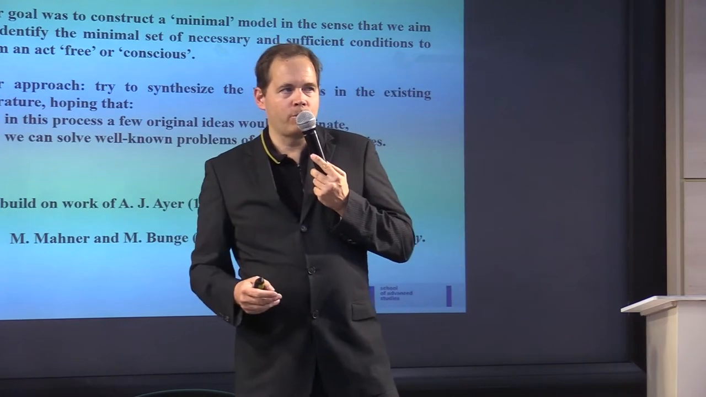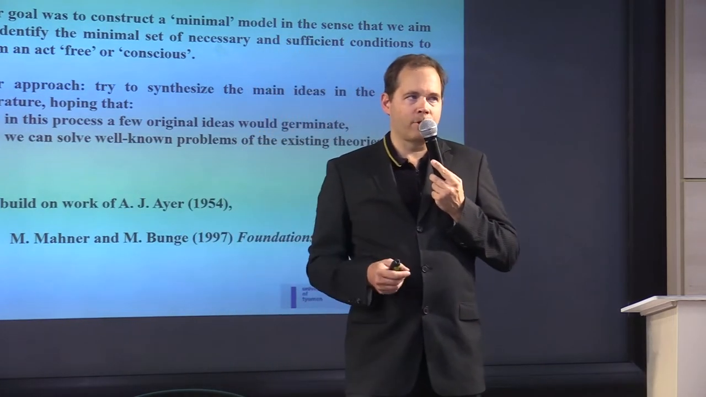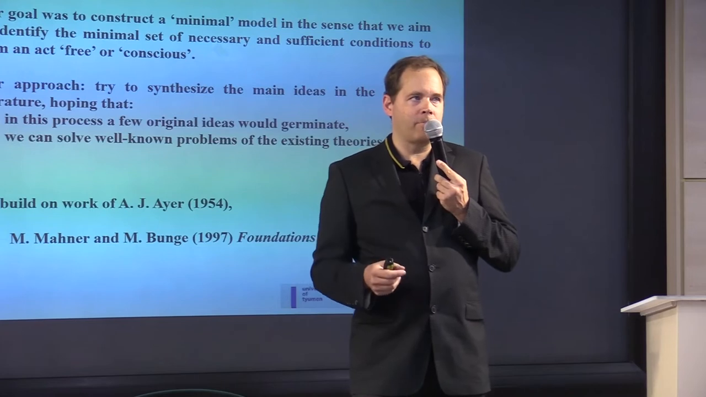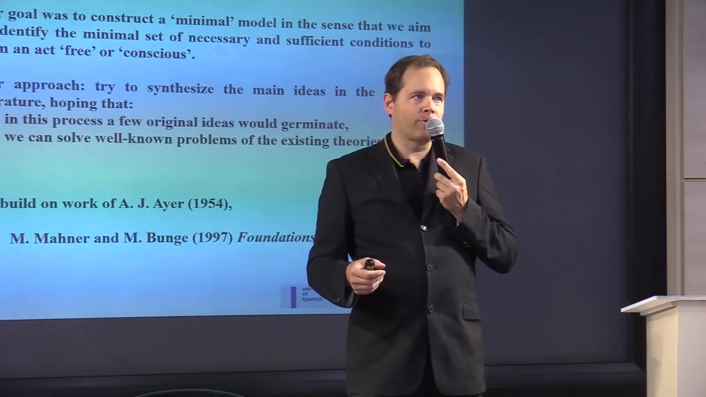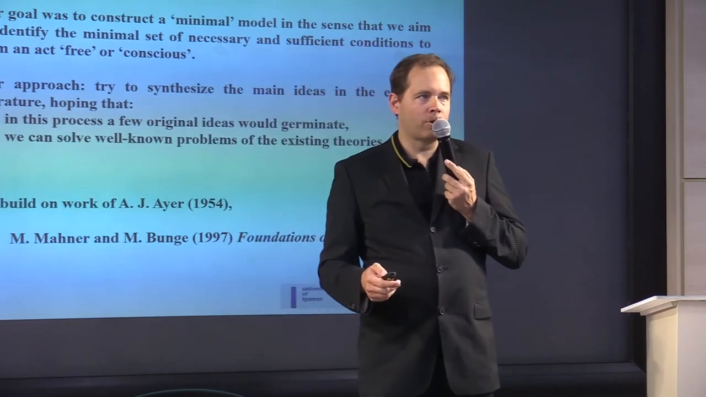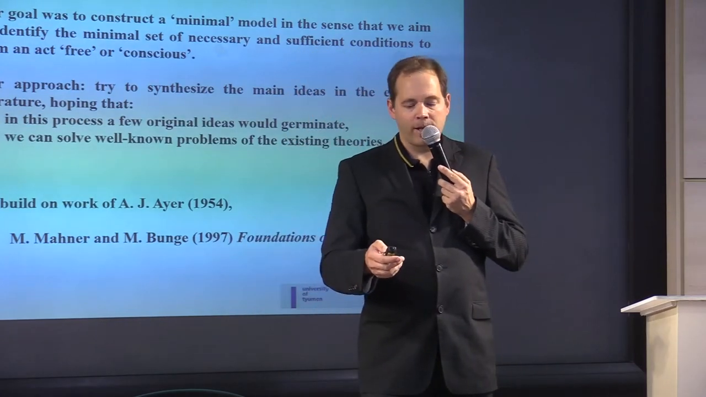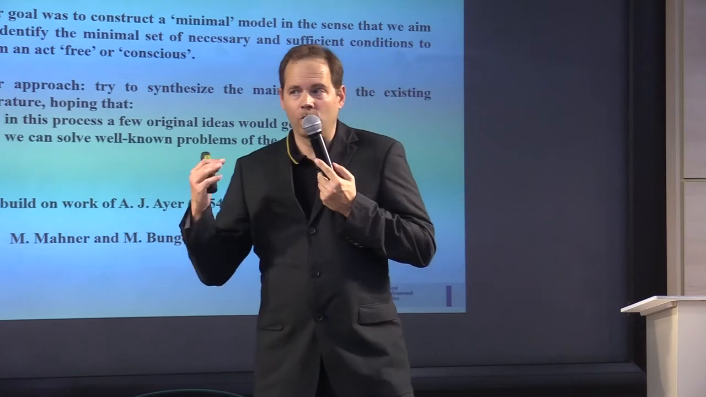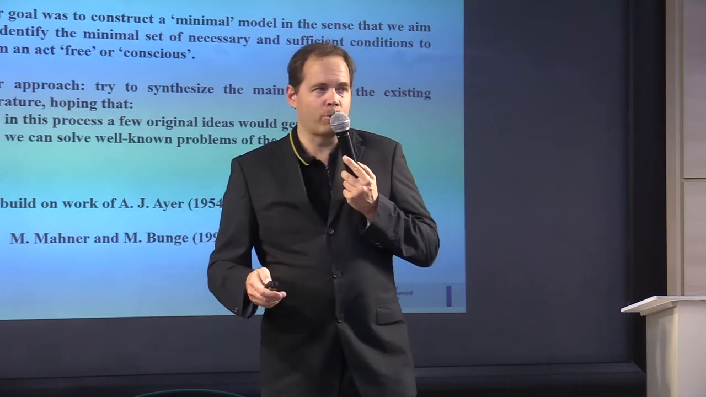The literature which had the biggest impact on our work, the models and theories on free will and consciousness that we use most, were those of Iyer and especially Mahner and Bunge. They wrote a book called Foundations of Biophilosophy, where they also developed a whole theory on mind, consciousness and free will.